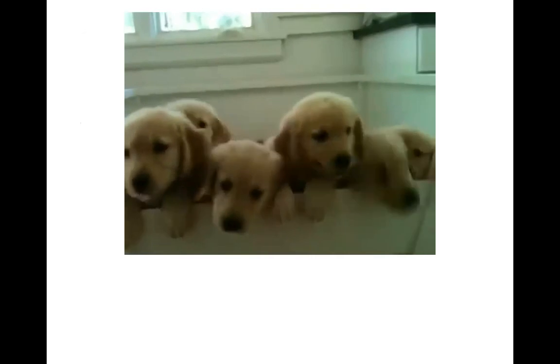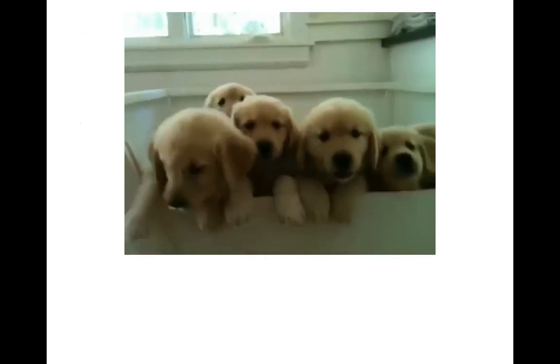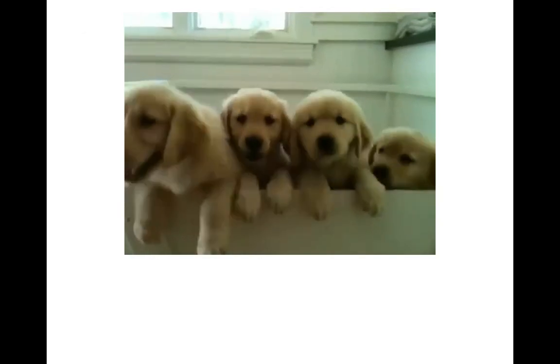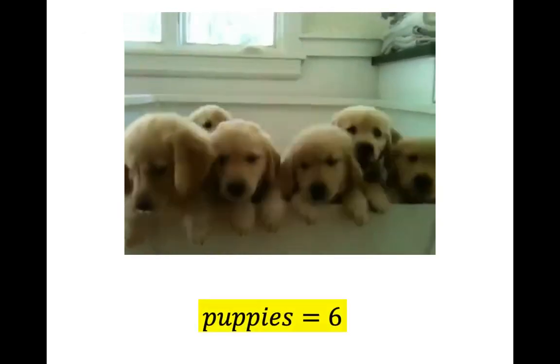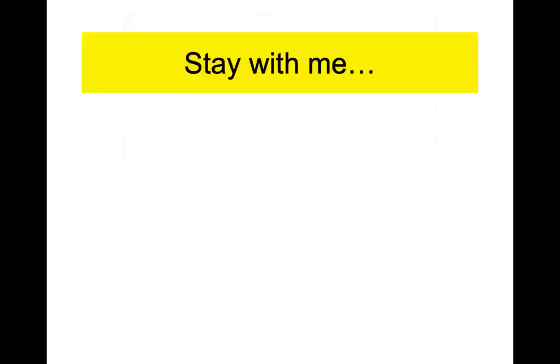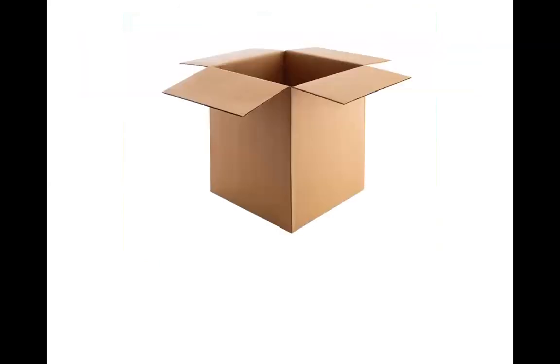Puppies! How many puppies? 6, 7. There might be 6, there might be 7. The number of puppies equals, I don't know if my count's right, 6, right? Stay with me. I got a box, there's puppies in there. How many puppies are in the box? 7? You don't know. No.